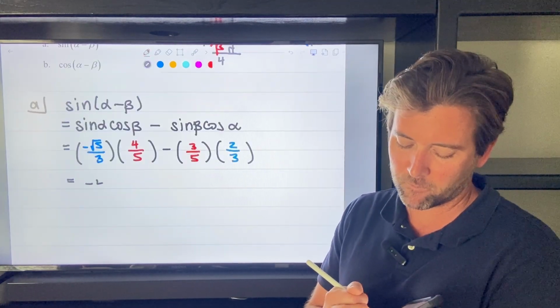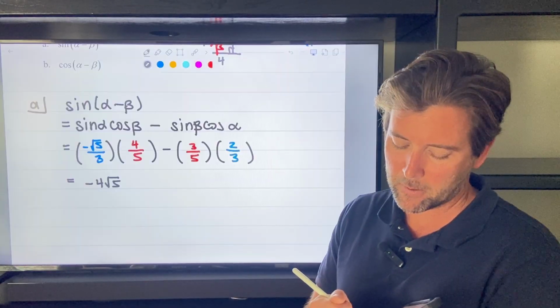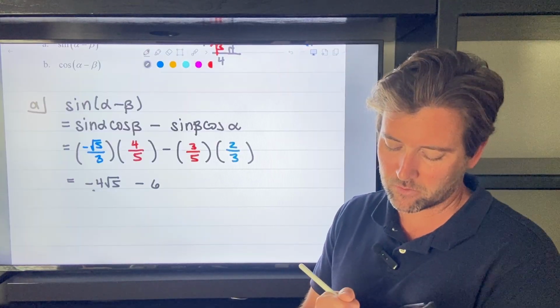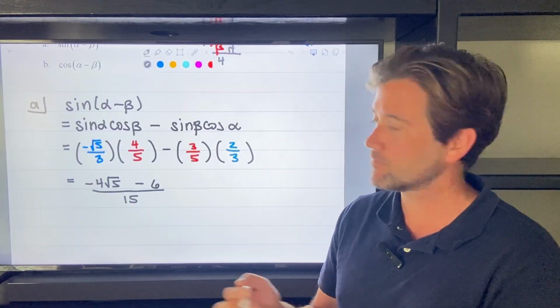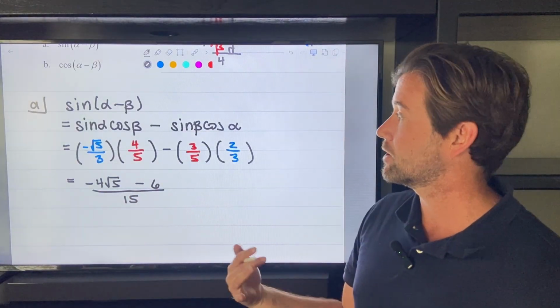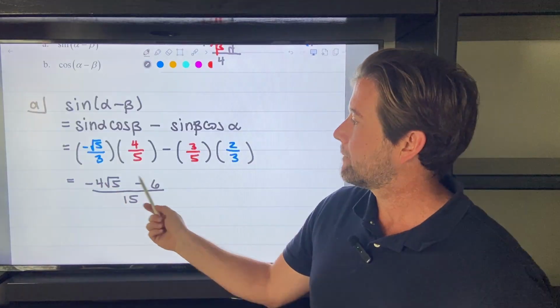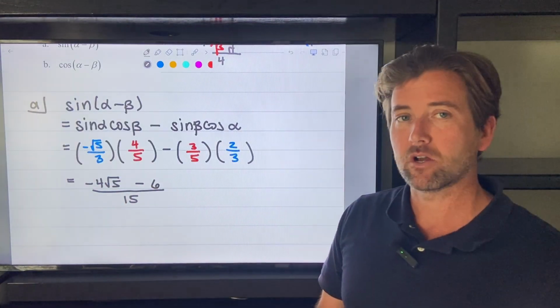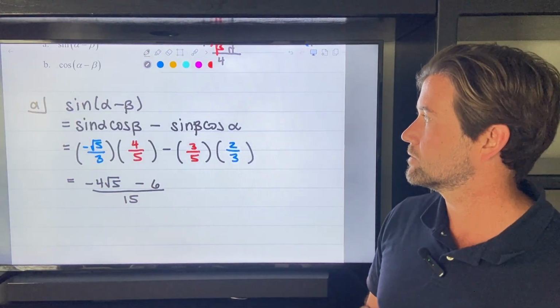So we get negative 4 root 5 minus 6 all over our common denominator of 15. So 3 times 5 is 15. This 5 times 3 is 15, so it's a common denominator. You cannot combine this numerator because those are not like terms. So that's going to be our final solution.